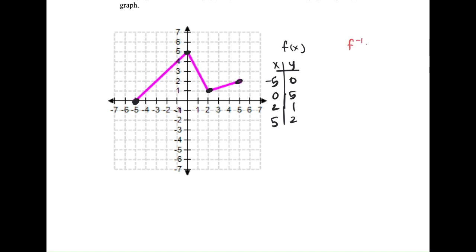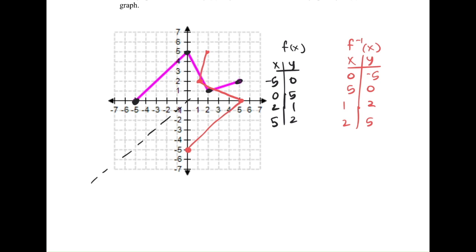So the inverse then, we're just going to switch the place of the x and y values. So I have 0, negative 5, 5, 0, 1, 2, and 2, 5. And if you remember in class, we talked about the original function and an inverse being a reflection across that line there, y equals x.